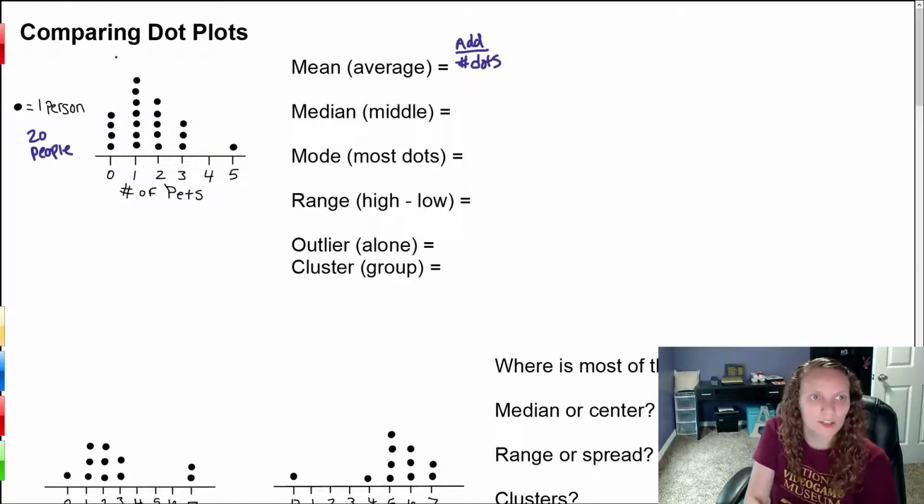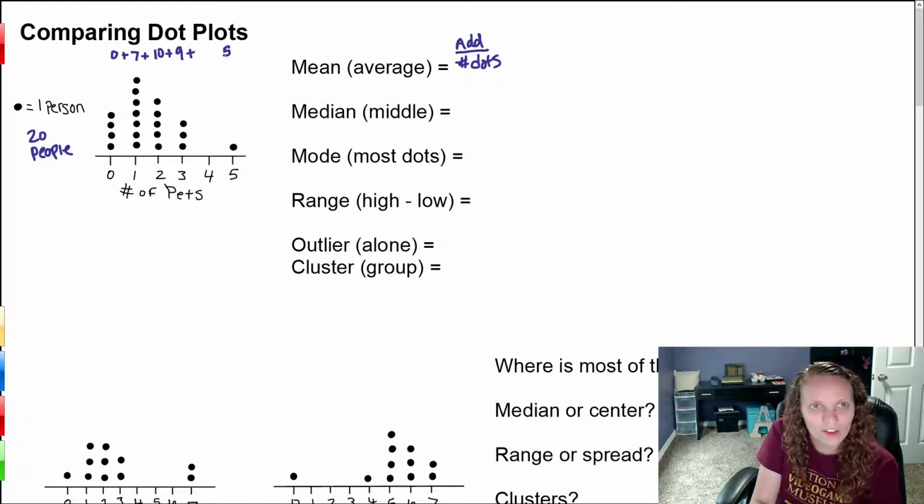There are 4 zeros, so that's 0. There are 4, 5, 6, 7 ones, so that's 7. There are 1, 2, 3, 4, 5 twos, so that would be 5 times 2 is 10. There are 3 threes, which that would be 9. There aren't any 4s, so that would just be a 0, but then here's 5, so there's 1 5.